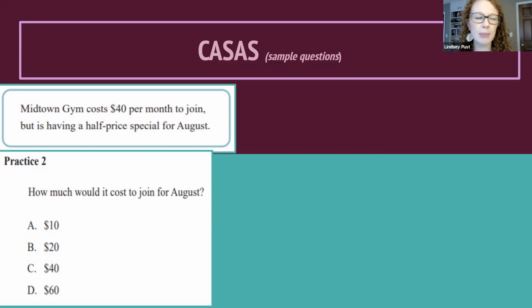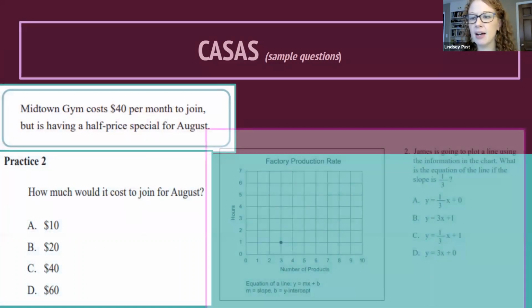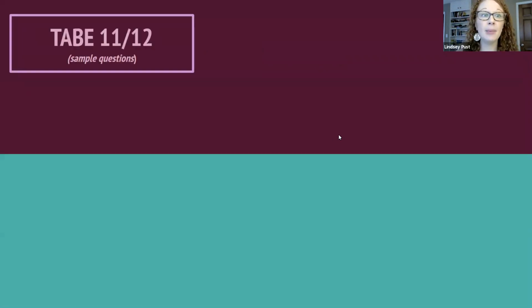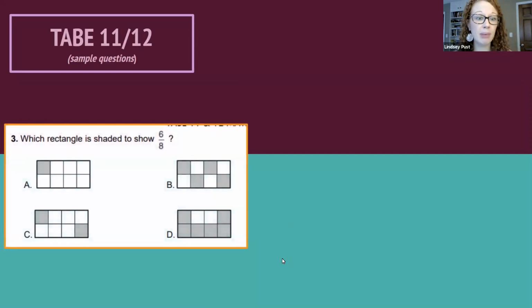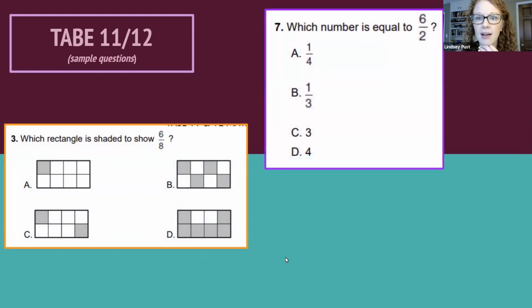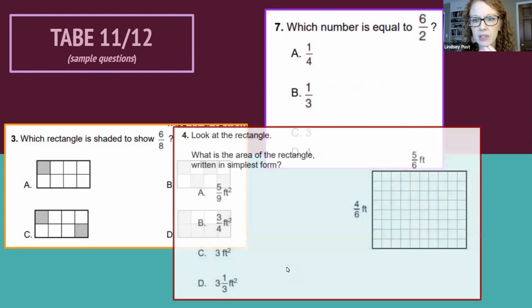Here's one about being able to decide what's half price. And then here's a higher level question that has to do with plotting lines, and using that rate, 1 to 3, looks like a fraction with these slopes. The table 11, 12, representing by shading in wholes. Well, what is 6/8? What does that look like? Or equivalence, being able to identify equivalent fractions or equivalent numbers, being able to calculate area with fractional dimensions.